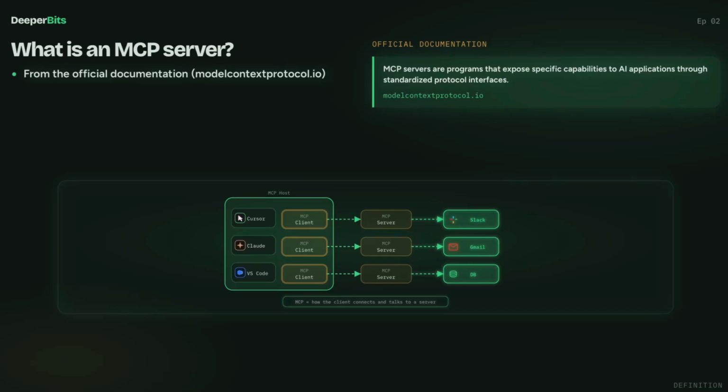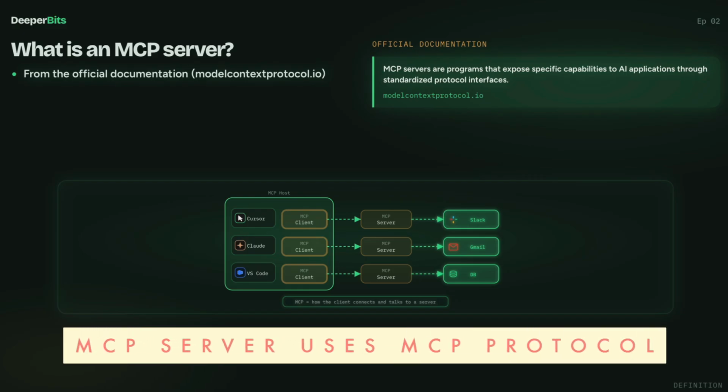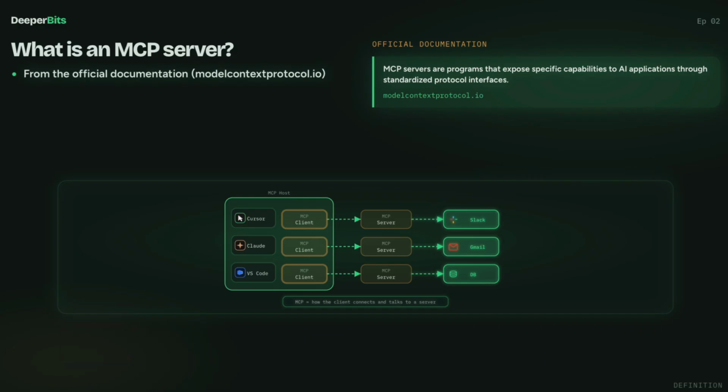And it is exposing to whom? It is exposing to our AI applications. MCP hosts are basically the AI applications, like Cursor, Claude, or GitHub Copilot. And how does it expose them? MCP servers expose these capabilities through a standard protocol, and that standard protocol is called the MCP protocol, right? So now we all understand a little bit about the MCP server from our diagram and also from the official definition.